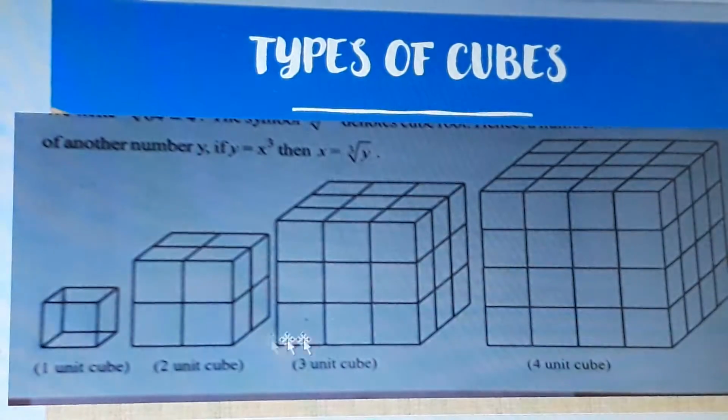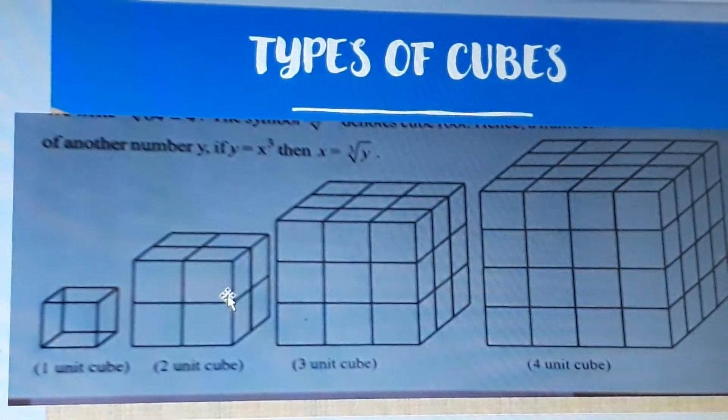You see these diagrams, types of cubes. One unit cube means length, breadth and height are all one unit. This is a one unit square. A cube means three measurements: length, breadth, height. This is a one unit cube. This is a two unit cube: one unit and one unit. Total, a two unit cube means 2 into 2 into 2 is equal to 8.